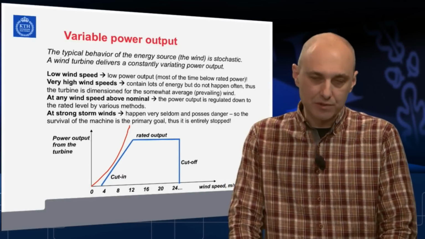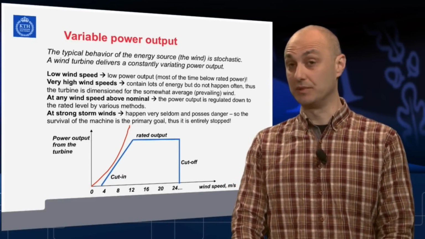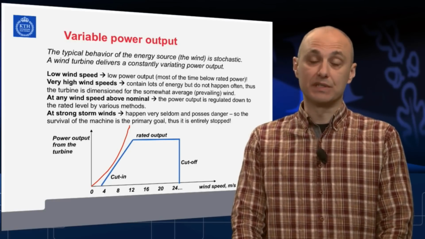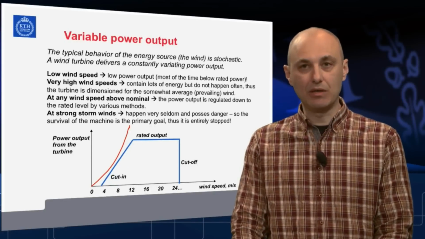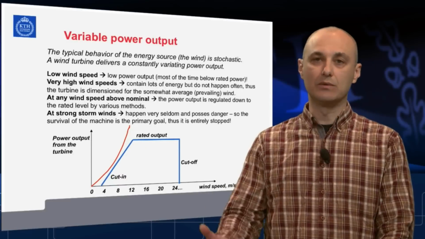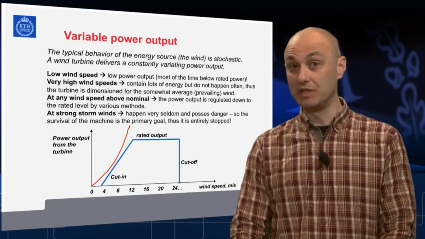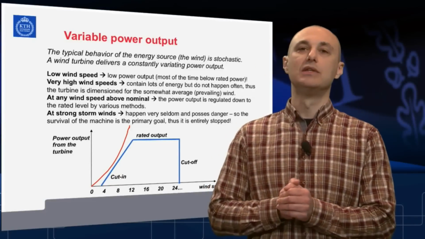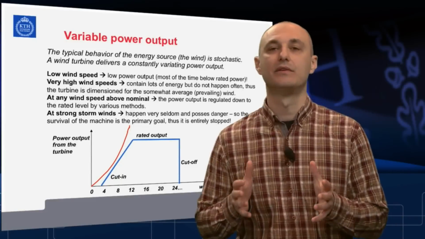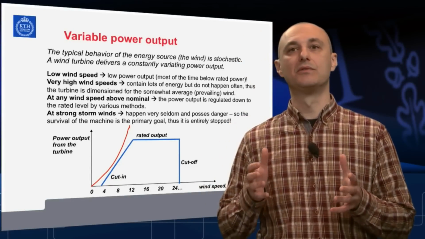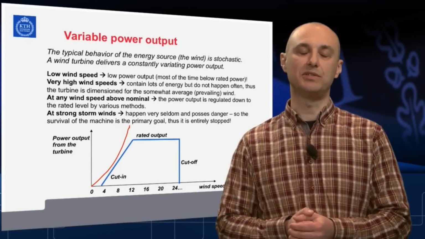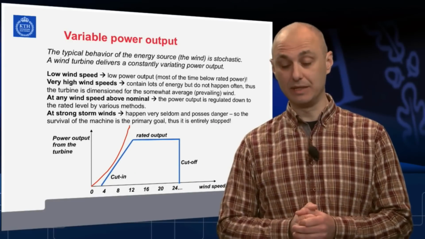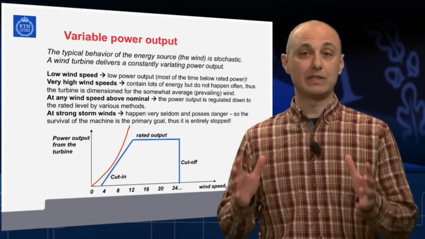At very, very strong winds, say storms, there is absolutely no good idea to try to convert the energy in the wind. It's an enormous amount of energy hidden in the wind. Remember, it's the cube of the wind speed that gives the energy of the wind. So the primary target at storm winds is to preserve the machine, save the investment, and not let it topple down or fly away with the wind. So the turbine is entirely stopped.